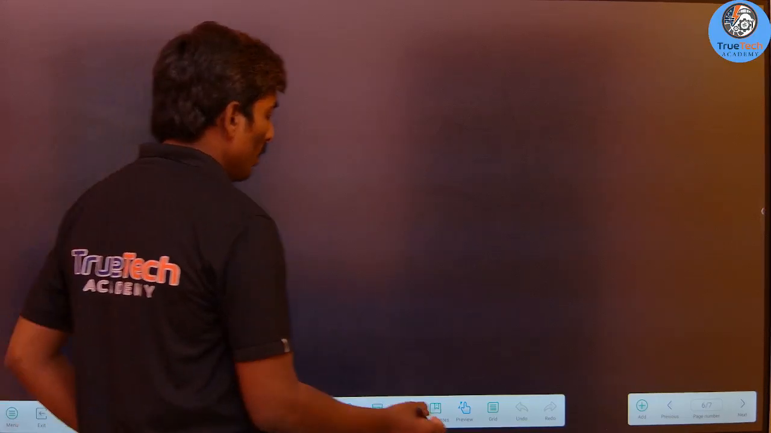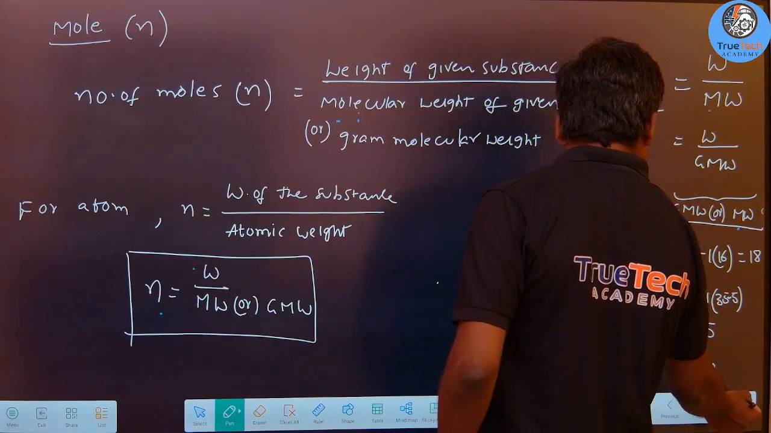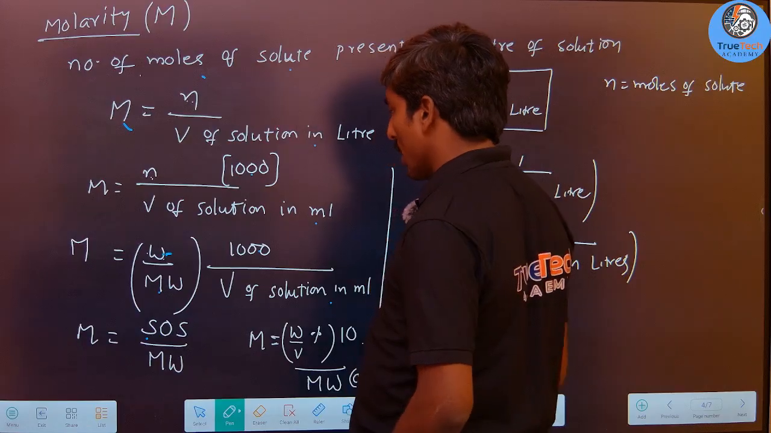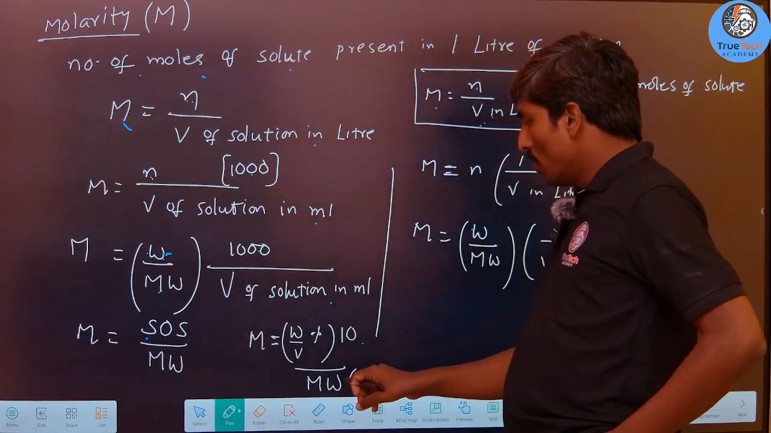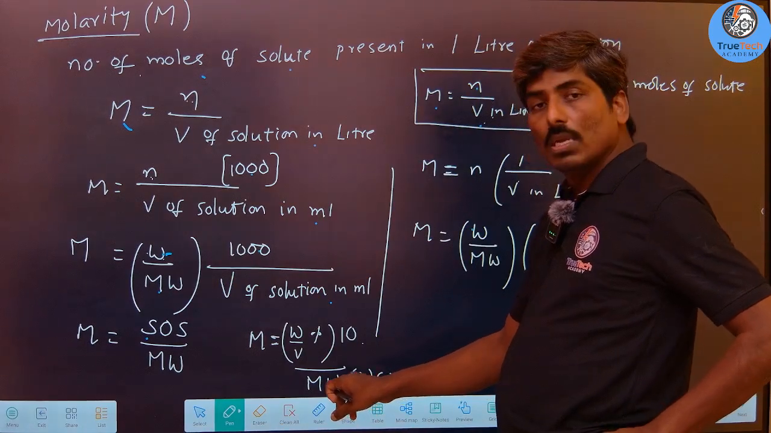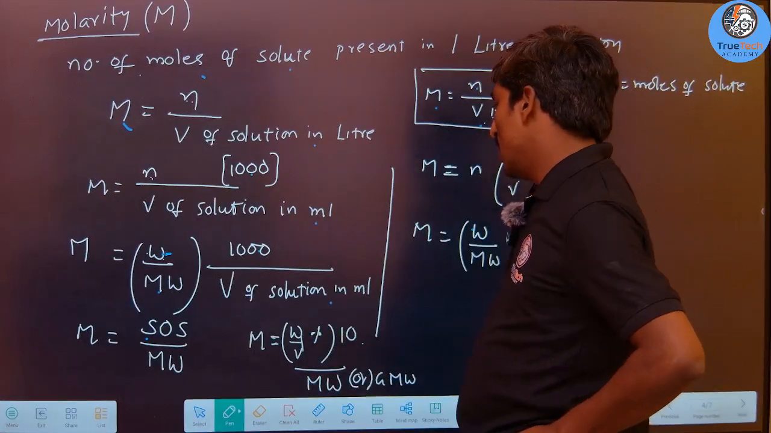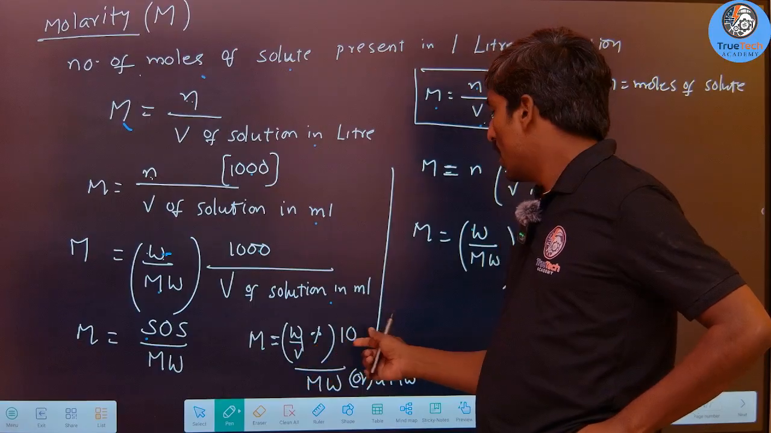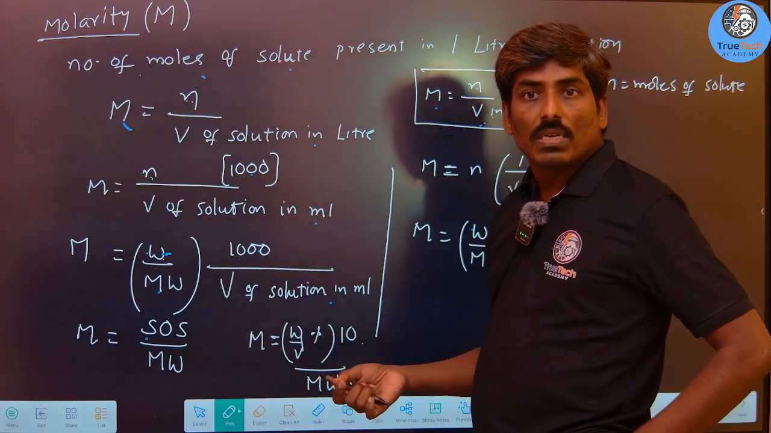I hope the terms on the previous slides were explained. See, the number of moles, n, is there, so we did one calculation. Similarly, weight is there, we did one calculation. Here also it is the same thing. If the given information is weight by volume percentage, simply substitute the weight by volume percentage here, multiply with 10, and then divide by the molecular weight.